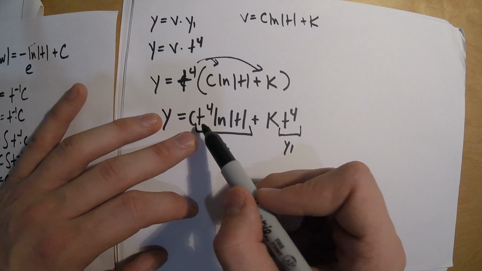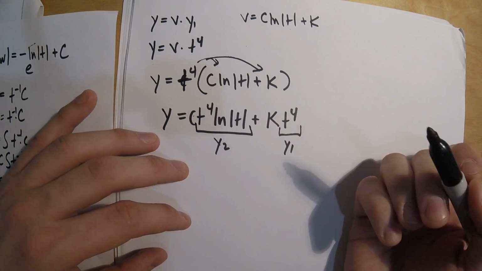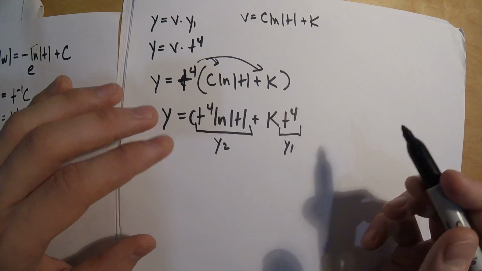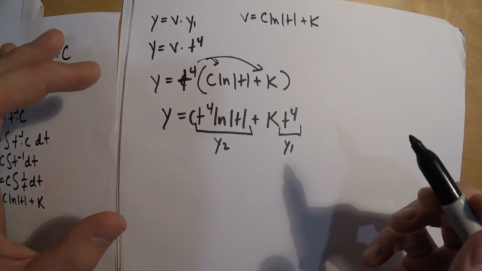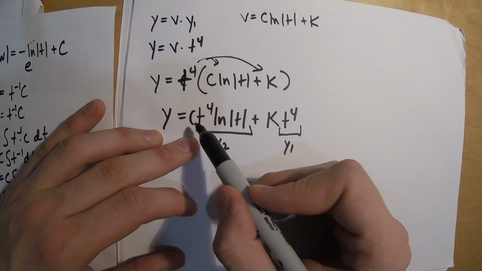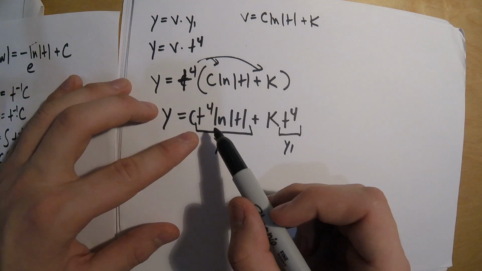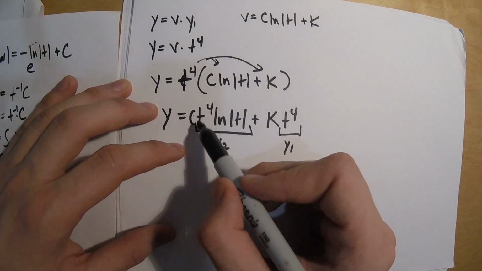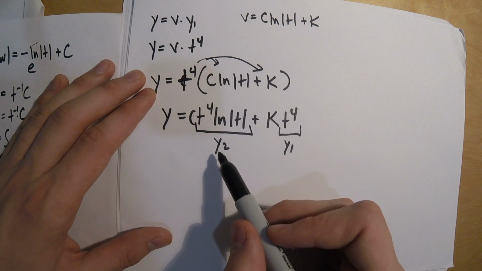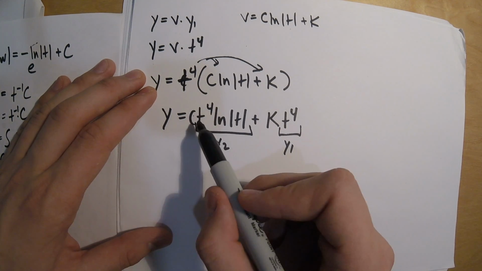Now the same thing for c. It can be 2 t to the fourth, 4 t to the fourth. We don't know that because we don't have the initial conditions. But we can predict that it's going to be this base of t to the fourth ln of t. That's going to be for sure there. We just don't know what the c is. So we can say that y2 is going to be a constant times this base.